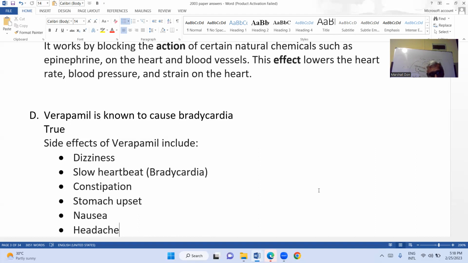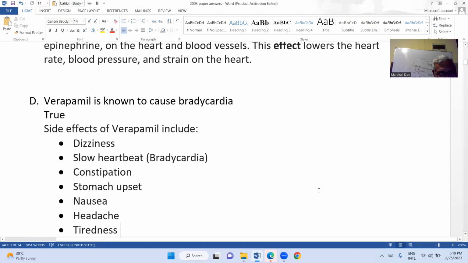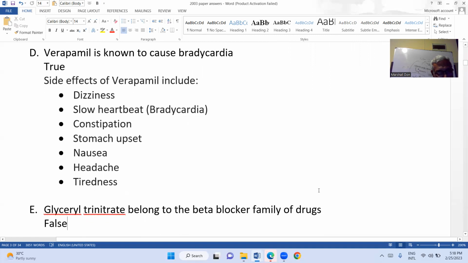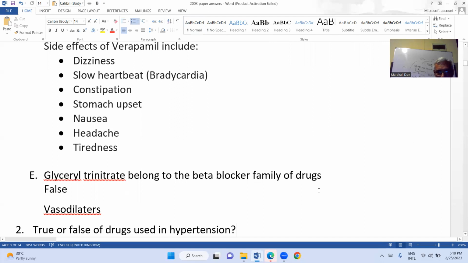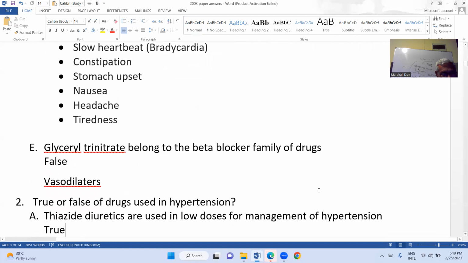Side effects include dizziness, slow heartbeat, that is bradycardia, constipation. It's a very common complaint with verapamil, then nausea, headache, vomiting, tiredness, all these are there. Verapamil is not a good drug to give because it causes a lot of complications. E, glyceryl trinitrate belongs to the beta blocker family, that is false. It is nitrate family, vasodilator.